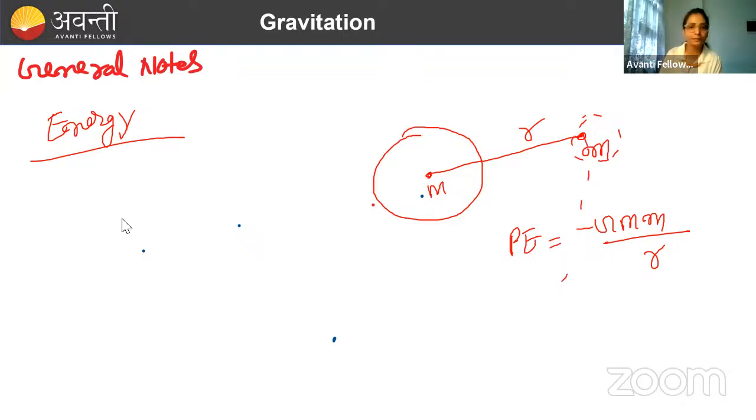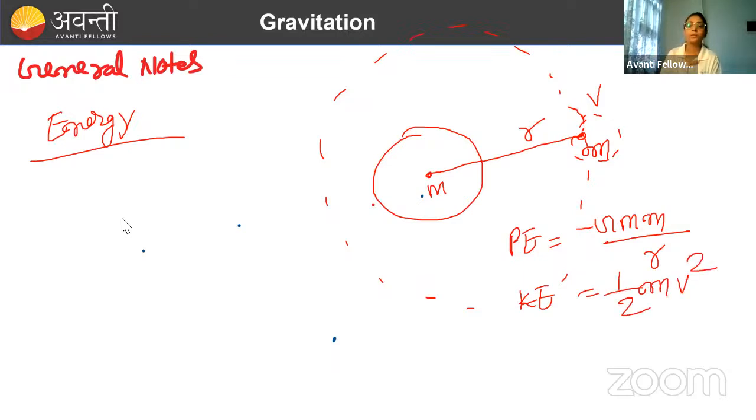But if this mass is orbiting around Earth, what will happen? It will have a certain velocity, right? So it will have kinetic energy also, and that will be equal to half into mass into v square. Now, how can we calculate the velocity? Since this mass m is orbiting around Earth in a circular orbit of radius r, how can we calculate its velocity? So simple, we will see that since it is going in a circle, there must be some centripetal force acting. And here on this small mass m, what centripetal force will act?